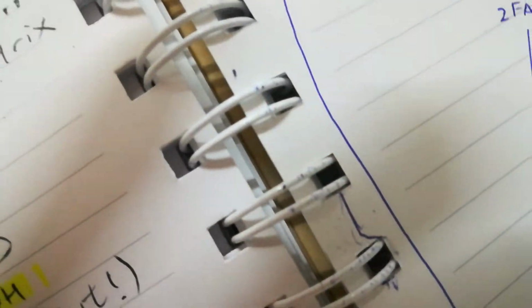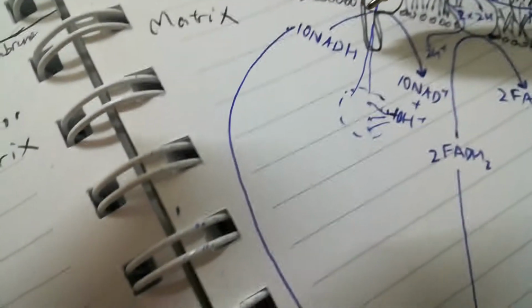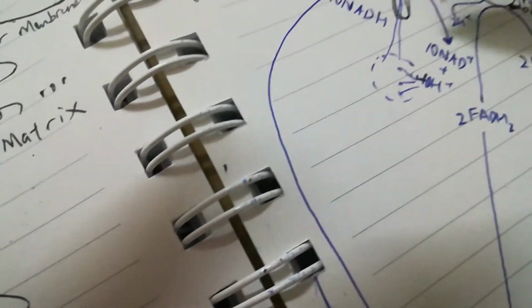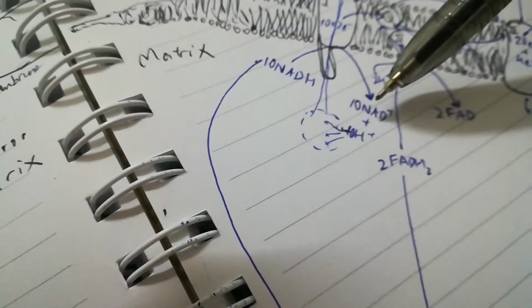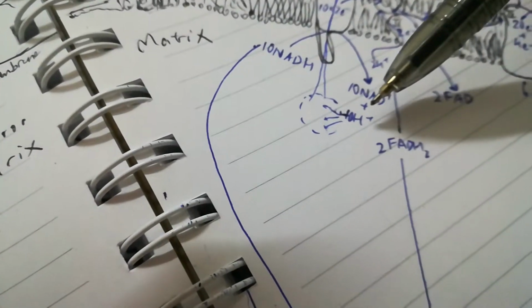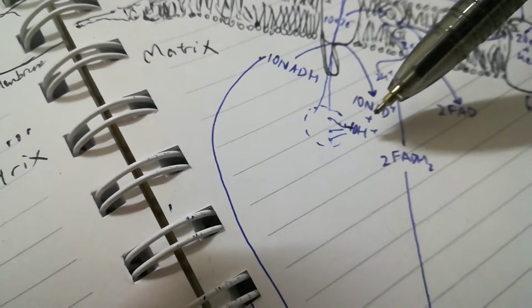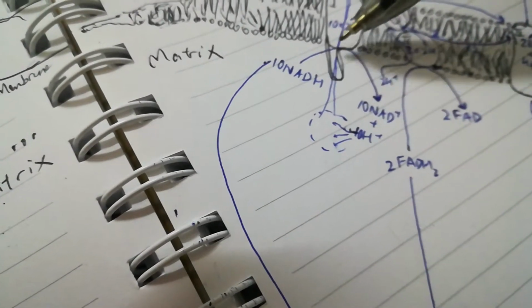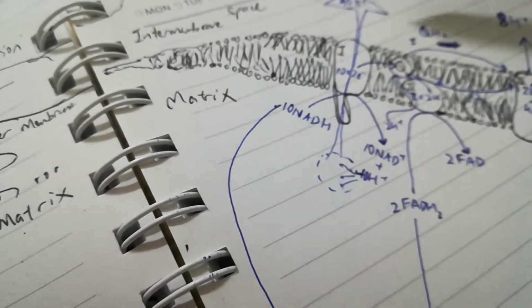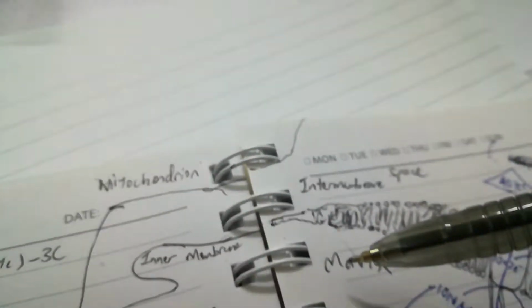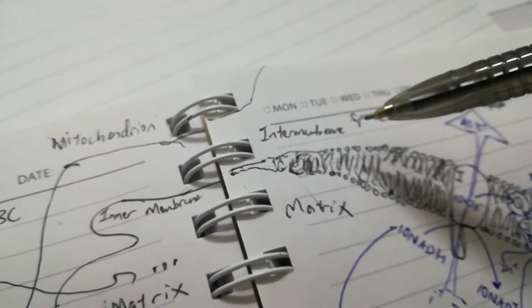Now, at the same time, the 10 NADHs get converted into NAD pluses, and also 10 H pluses. So this provides energy to pump hydrogen ions from the matrix to the inner membrane space.